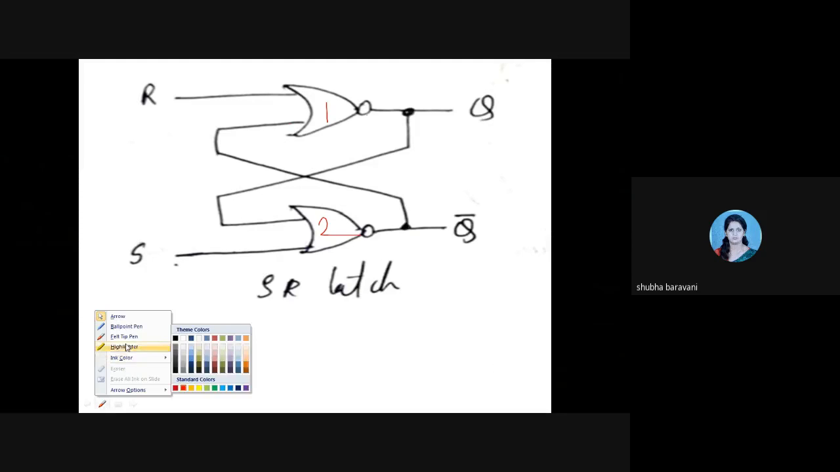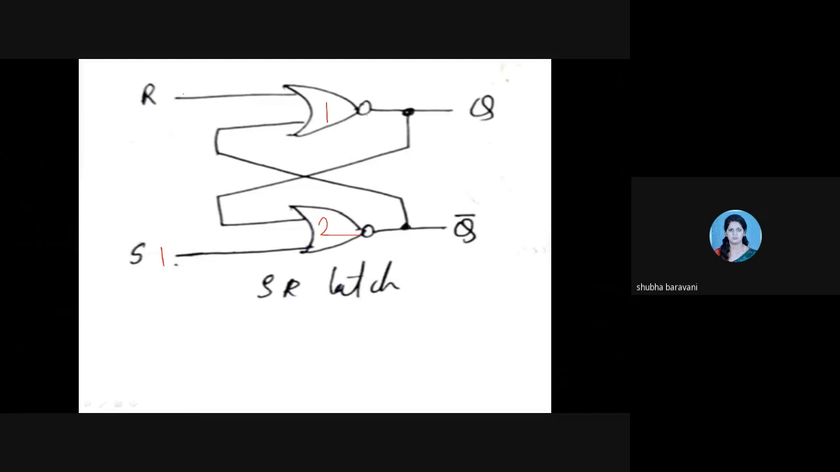So I'll write here, S is 1, R is 0. First I'll assume Q is 0. So see, 0 comes here, here, and here. 0 plus 1 is 1, and the NOT of 1 is 0. See, 0 comes here. Are you all here? So I have taken 0 here and I'll assume this is 0. So that 0 comes here and travels here.